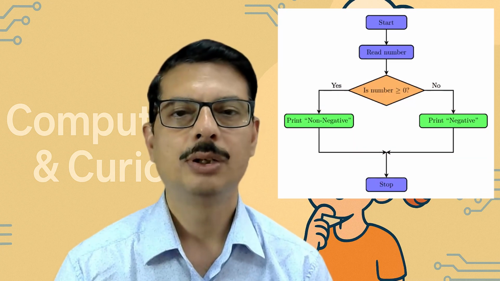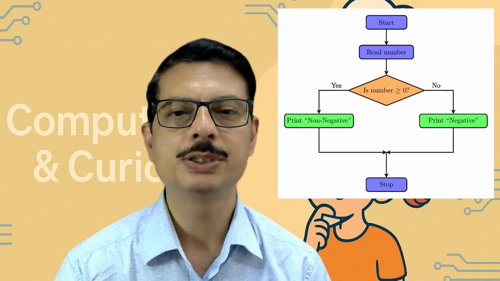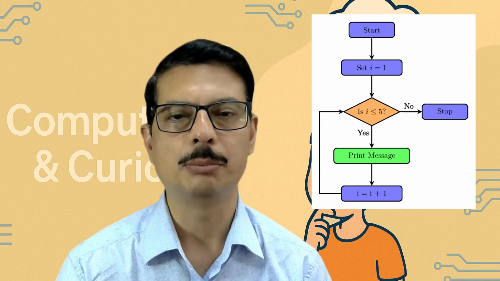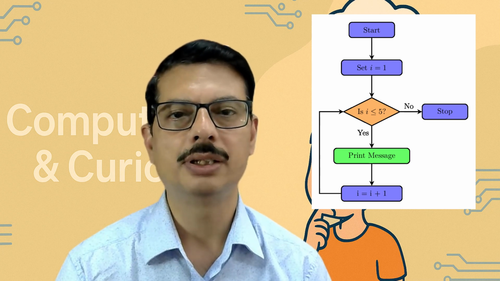For example, what if you want to check whether a number is positive or negative? Or print a message 5 times automatically. That's exactly what we will learn in this video. We will explore concepts that make every program dynamic and logical. Let's begin by learning how computers make decisions using the if statement.